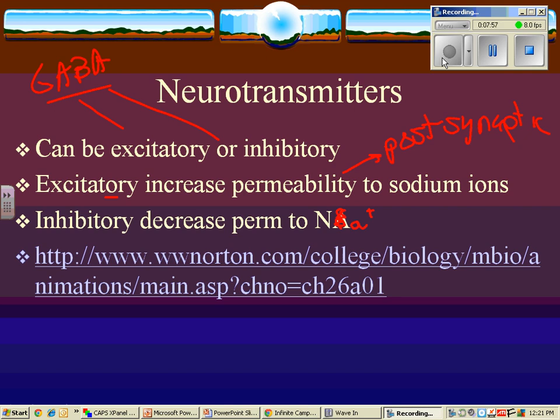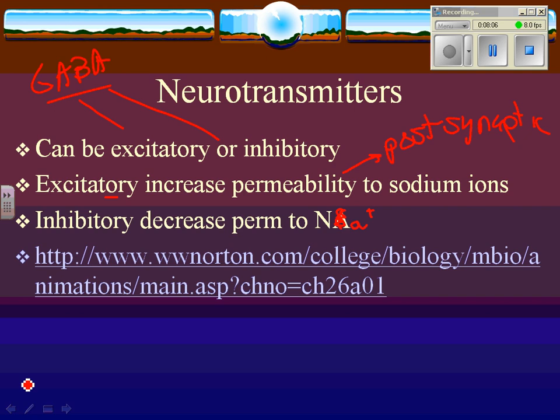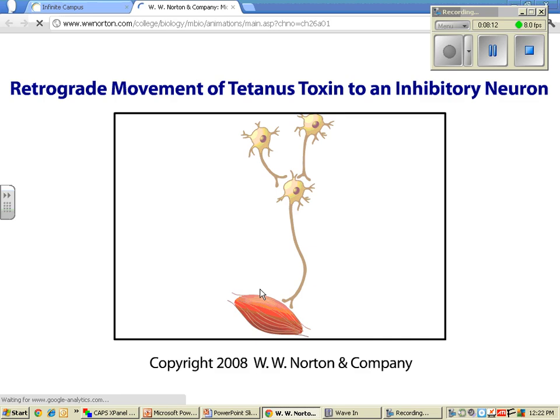Let's look at an example of why you would need inhibitory neurotransmitters and how they work together. This is a pretty interesting animation about a disease which you may have heard of. I'll let it go. Restart it here. I love the word retrograde.